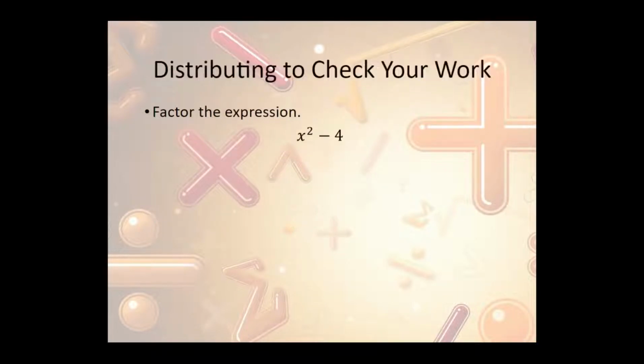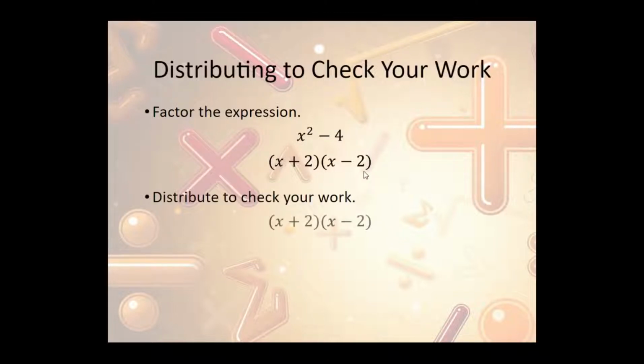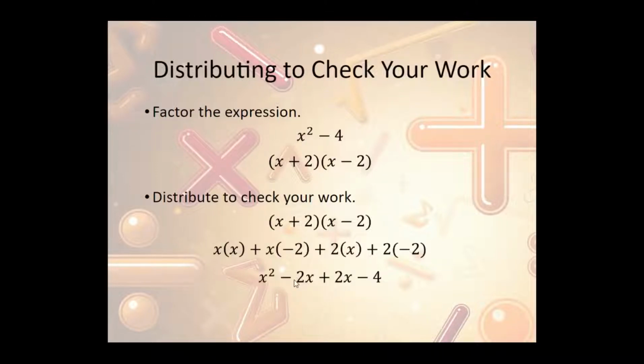So let's check our work by distributing. So we said that x squared minus 4 is equal to x plus 2 times x minus 2. Well, let's go ahead and distribute this and see if it works. So we're going to multiply x times x and x times negative 2, and then 2 times x and then 2 times negative 2. So we get x squared minus 2x plus 2x minus 4. We combine our like terms. Negative 2x plus 2x is just 0, so this becomes x squared minus 4. So we did it correctly.